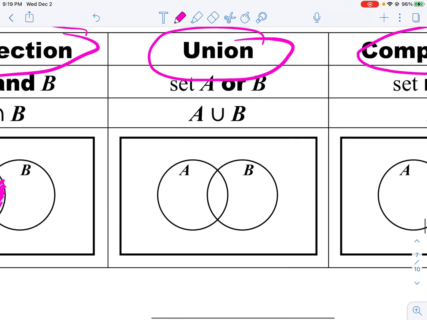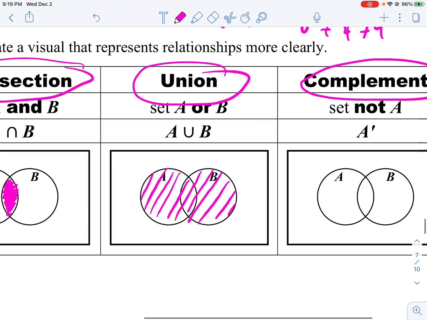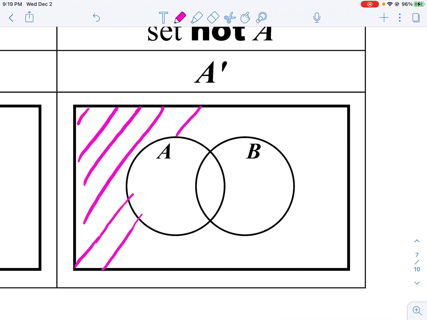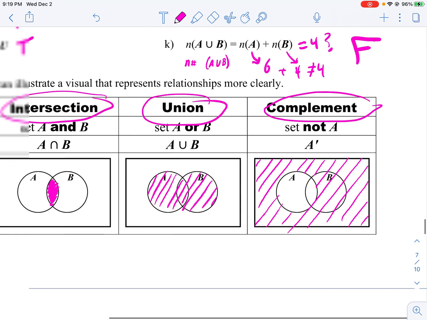So union, A union B, is all of A or all of B. So that would include all of them. I can make it look a little bit nicer. Not A would be everything except for anything that has the A value. That would not include the overlap, but it would include outside of the circles, like so.